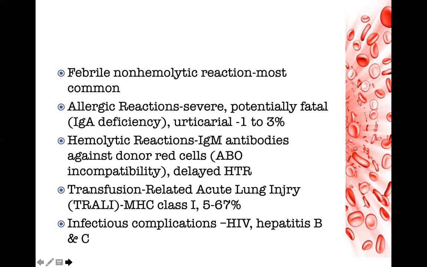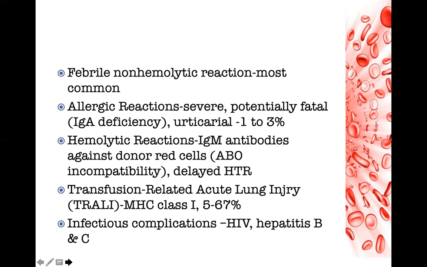And it has to be differentiated from what we call TACO, or transfusion associated circulatory overload, because both would present with pulmonary manifestation as well as ARDS type of lung injury. But with TACO, you can see this in massive transfusion, and it could even manifest in the first initial transfusion. Whereas with TRALI, it takes some time to develop.